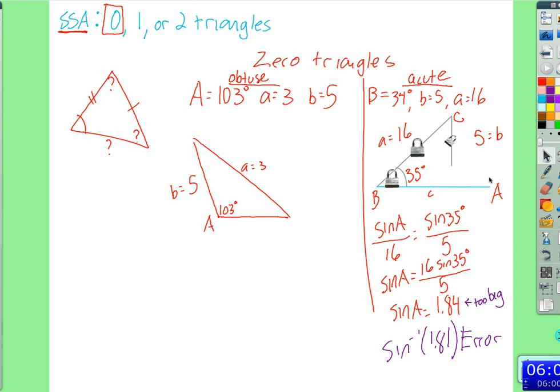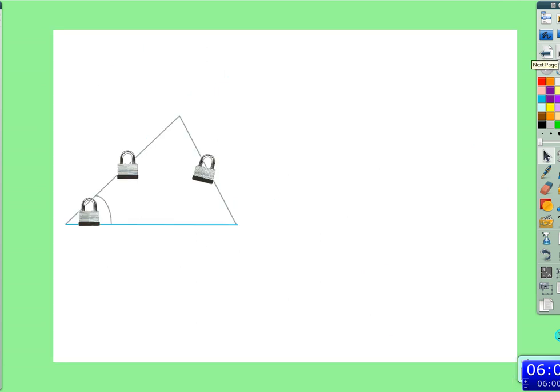Now let's look at the case of one triangle. Only one, exactly one. Alright? Let's look at the case of the one triangle. So again, remember this is side-side-angle only. And the thing about side-side-angle, it's the only one that has these weird things that will happen. Otherwise, if the information is given any other way that you can use law of sines, it'll just be one triangle.